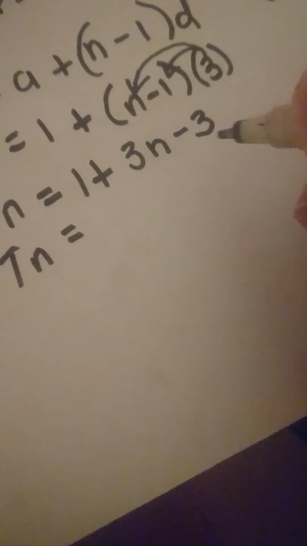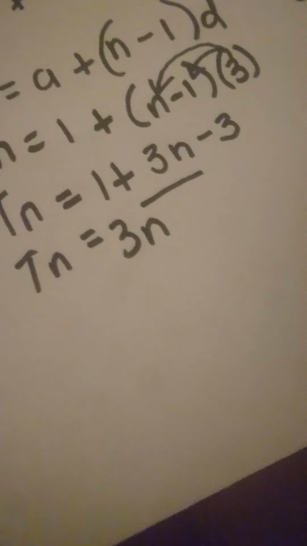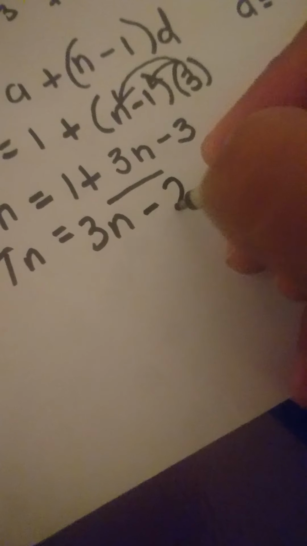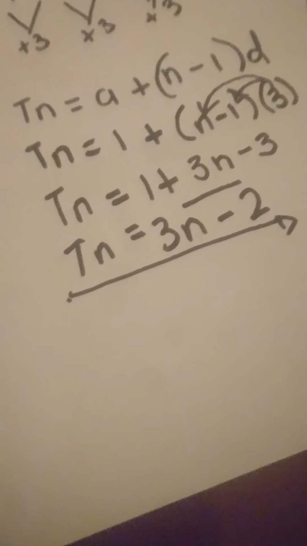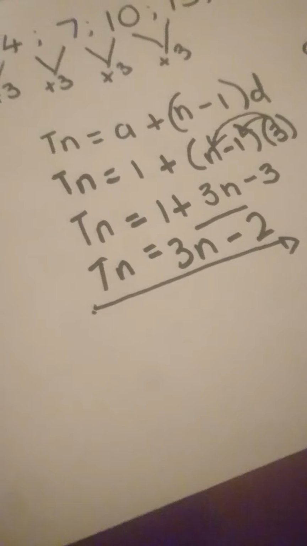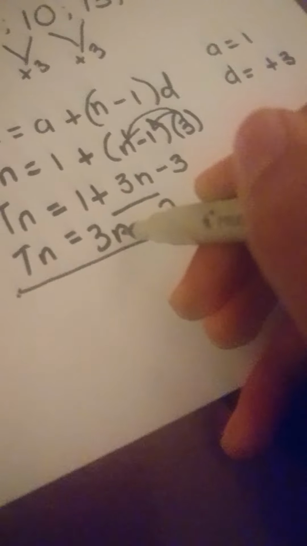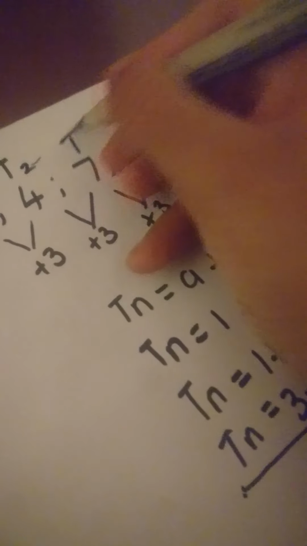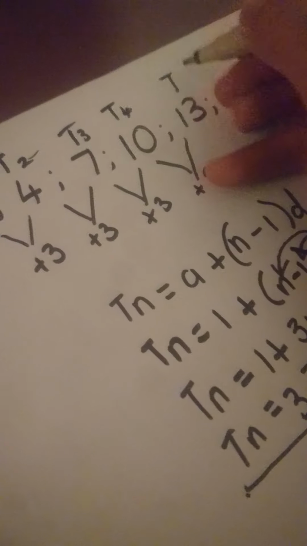We are going to put our like terms together. 1 minus 3 is minus 2, and we write 3n as it is, positive 3n. So Tn equals 3n minus 2, and this is our general term. If we want to find out what is term 50 or term 100, we will use this term, and wherever we see n, we substitute the term number. Don't forget that this is term 1, term 2, term 3, term 4, term 5.